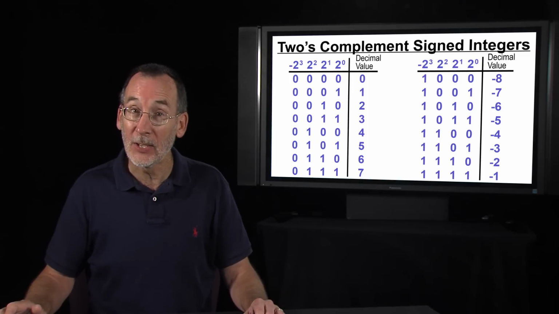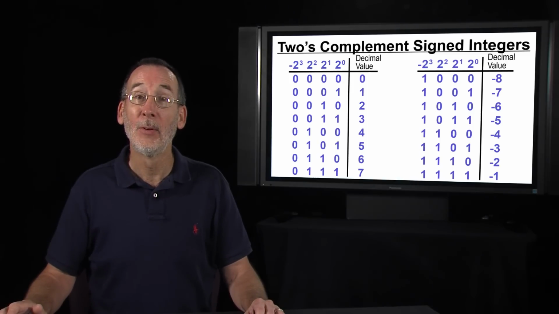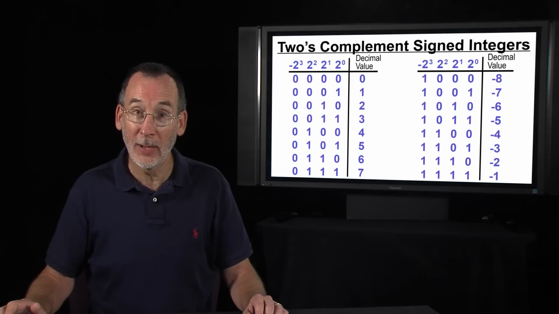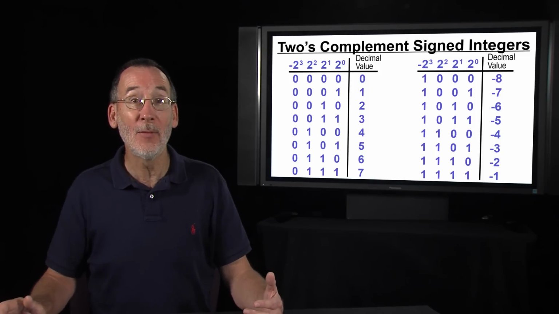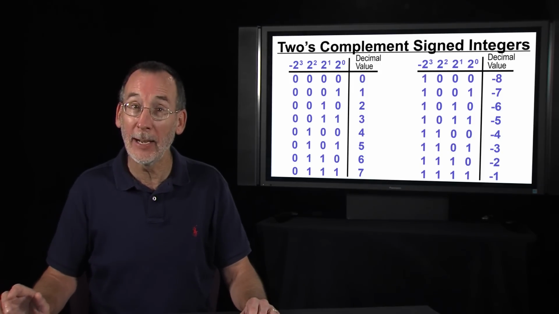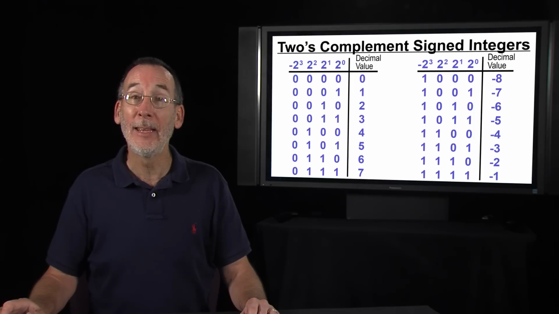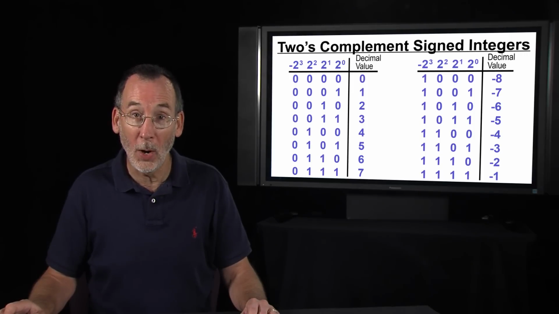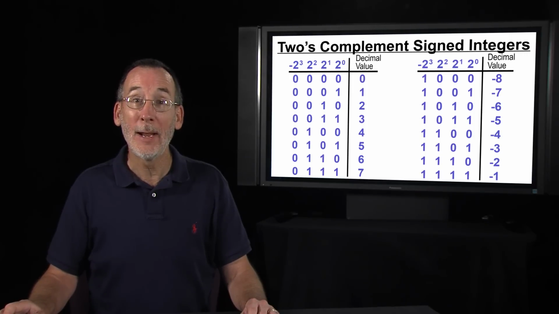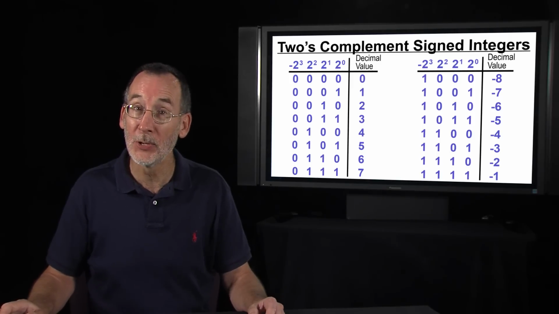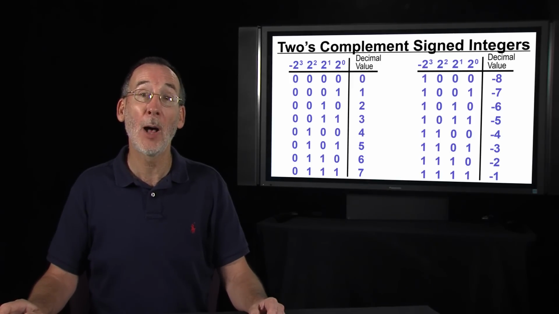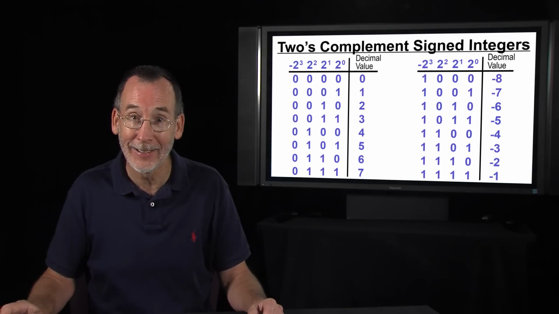Now on the right-hand side, we have a 1 in the leftmost position, so that has negative weight. So we do the same procedure as we did for unsigned values, except we take into account this negative weight. So the leftmost position here, we have a 1, and that has weight minus 2 to the third, or minus 8. The rest of the values are 0, so this is 2's complement for decimal minus 8.